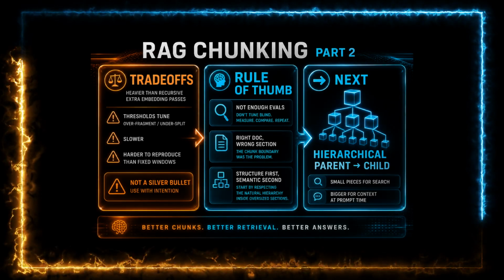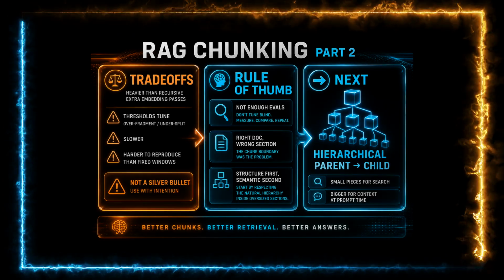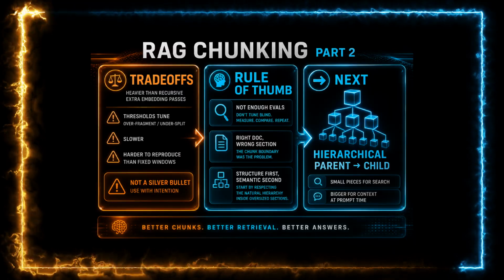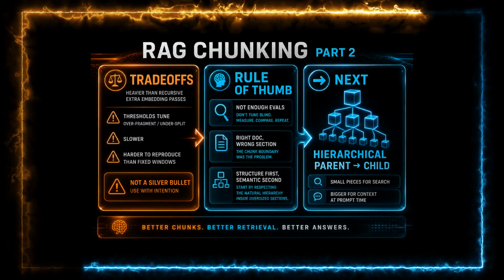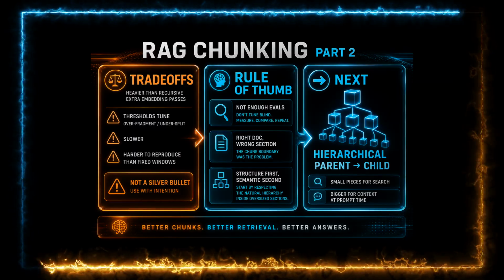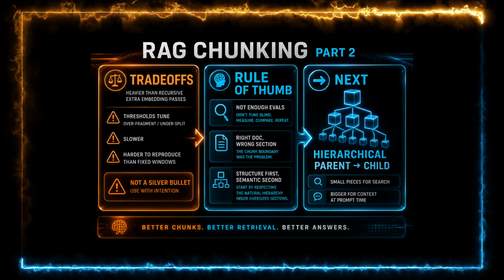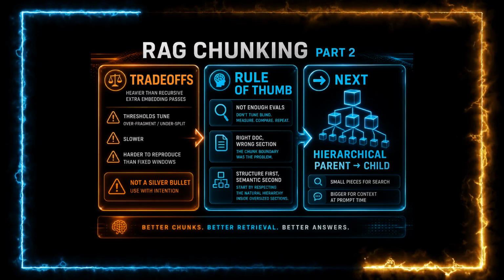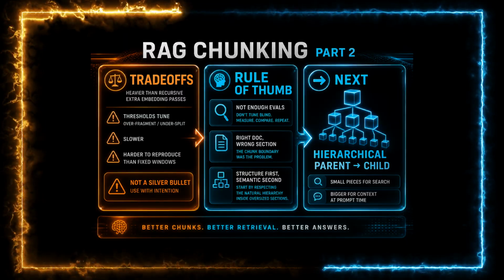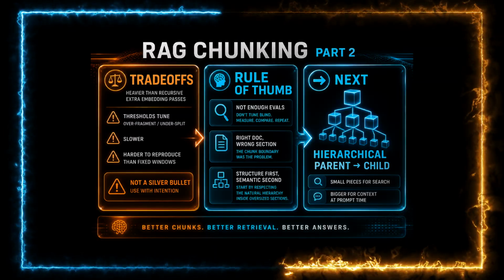Trade-offs: heavier than recursive split, extra embedding passes at ingest, thresholds to tune, risk of overfragmenting or undersplitting. Slower and harder to reproduce than fixed windows. Rule of thumb: reach for it when layout alone isn't enough, and evals show right doc, wrong section on otherwise clean text. Often combined, structure first, semantic inside oversized sections. Semantic chunking uses embeddings to find boundaries.